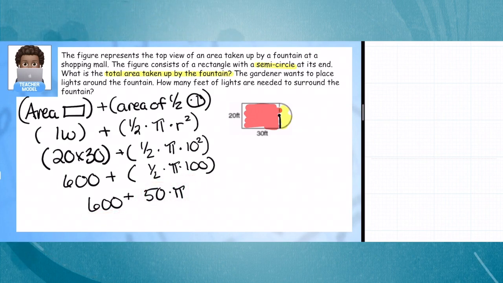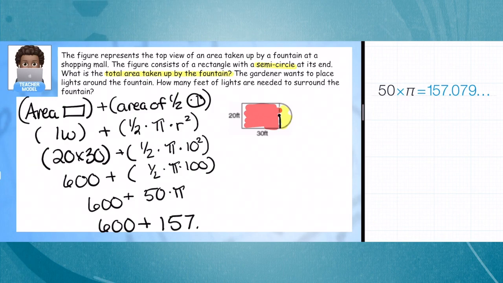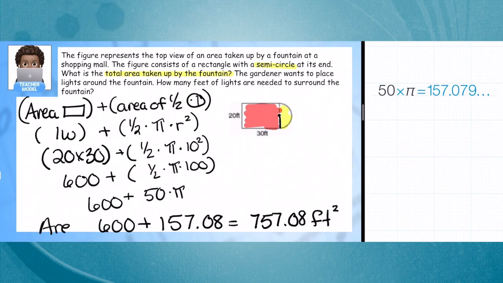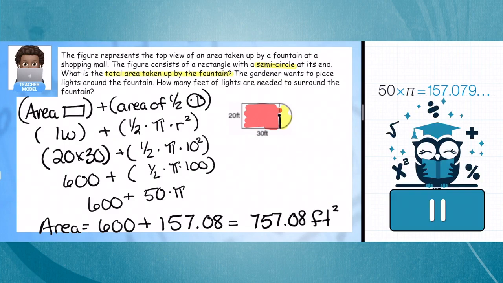However, what we can do is substitute for pi. So 50 times pi. Again, I'm just using my calculator and I'm getting 157.08. We'll add those together, and so my area is 757.08 feet squared. Hit pause and jot this down into your notes.